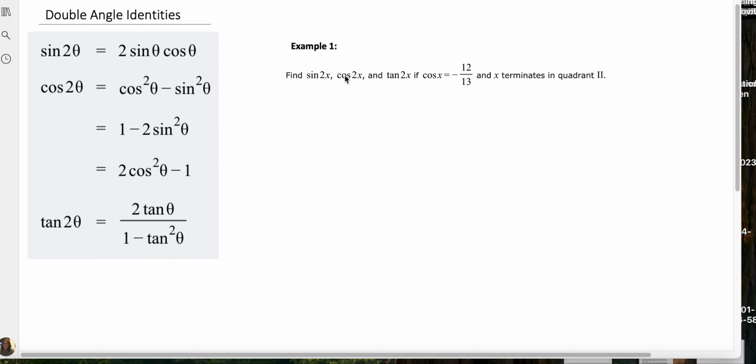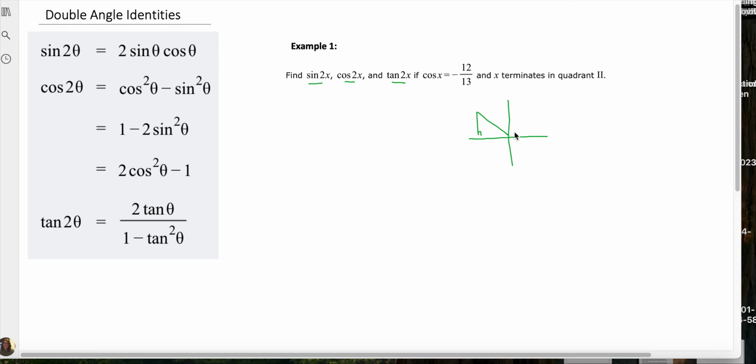So we'll see examples like number 1, where we're given enough information about angle theta, or in this example, they're calling it x, but then we're asked to find exact values for the double angle. So let's take a look at this first example, and we'll talk through finding exact values for cosine, sine, and tangent of 2x, given cosine x is equal to negative 12 over 13, and we're told that that angle x terminates in quadrant 2. So we're drawing our triangle in quadrant 2.